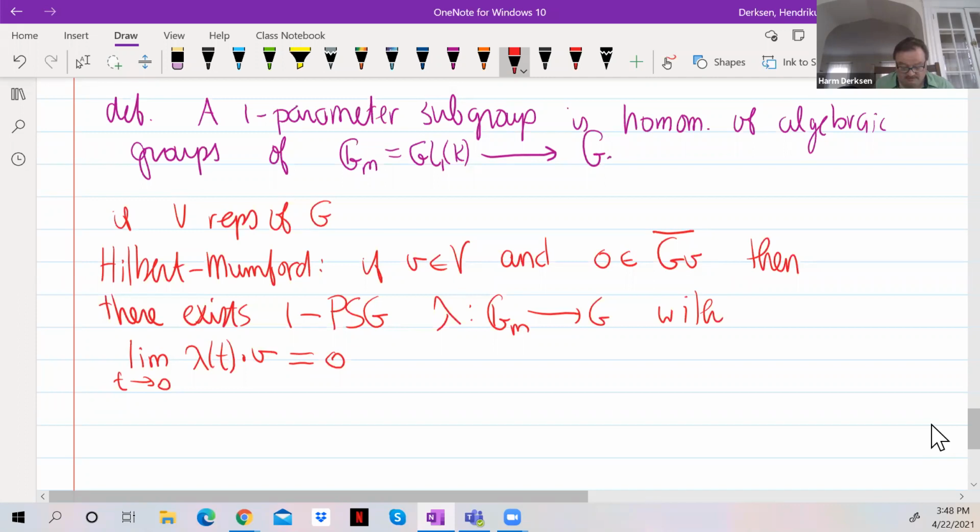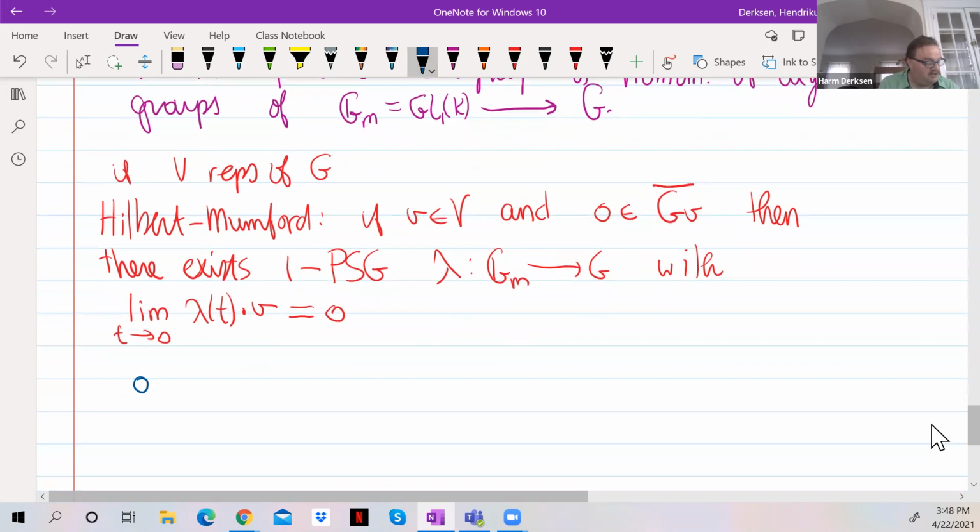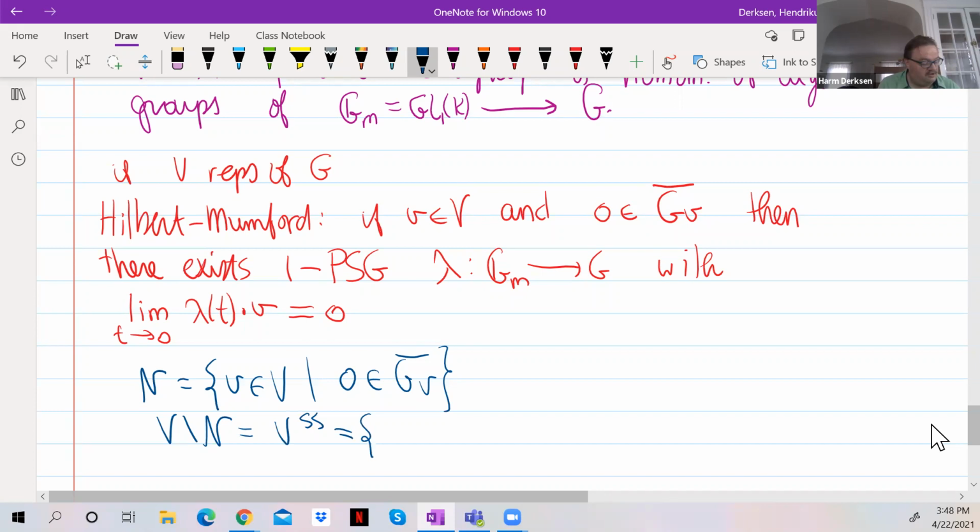Right, so in geometric invariant theory, there's this Hilbert's null cone, which is the set of all v in V for which zero lies in the orbit closure. And everything that's not in here is the set of semi-stable elements in V.